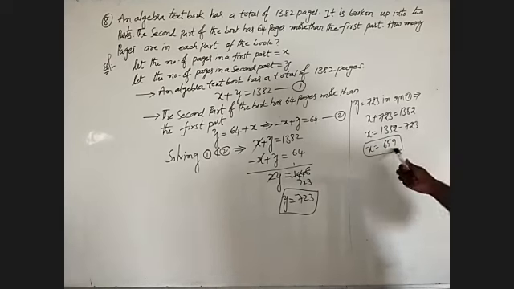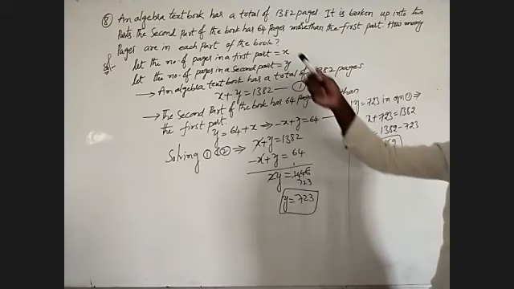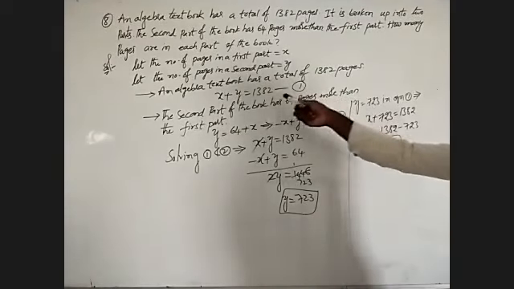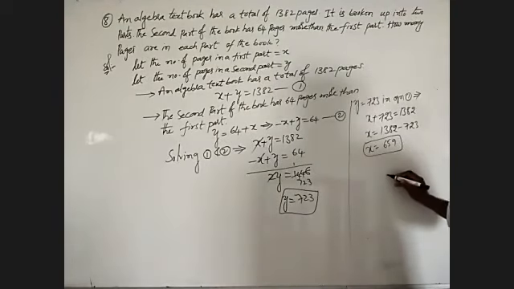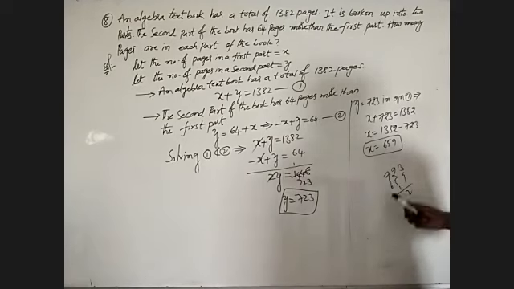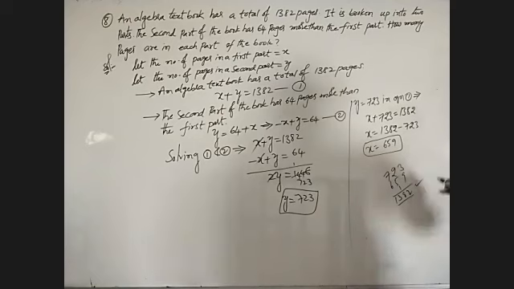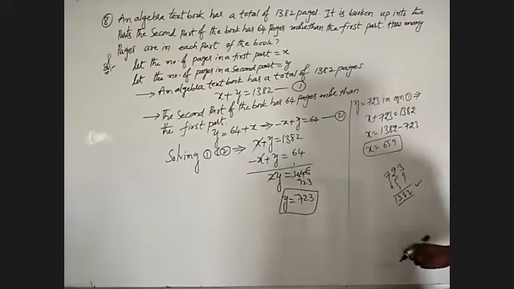The sum of 659 and 723 will become the total number of pages of the algebra book, 1382 pages, which I will check. 9 plus 3 becomes 12. After that, 2 plus 5 is 7, and then 8, this becomes 13. The total pages of my given algebra book is 1382 pages.